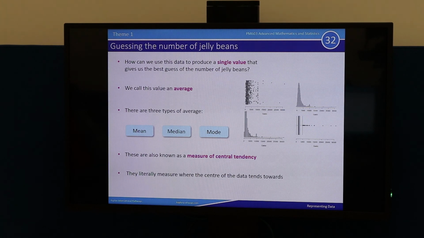Now there's three types of averages. They all begin with M. You've got mean, you've got median, and then you've got mode. Does anybody know the difference between those three?